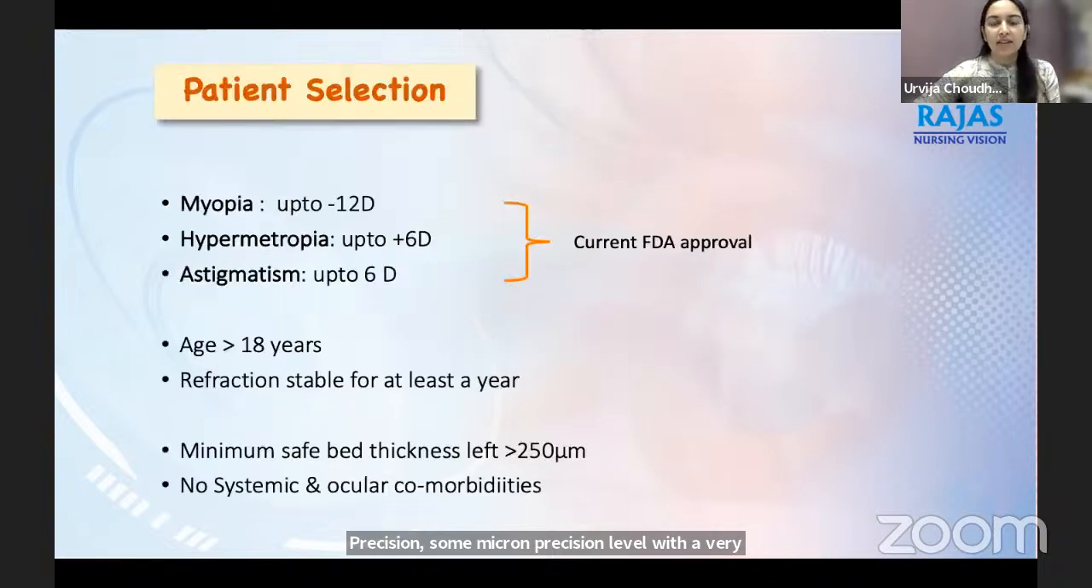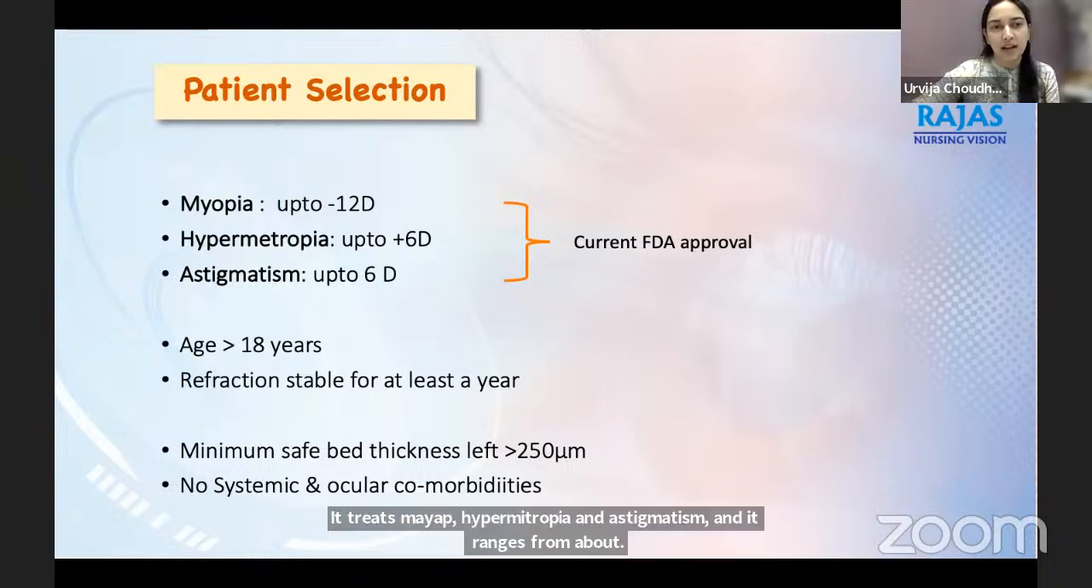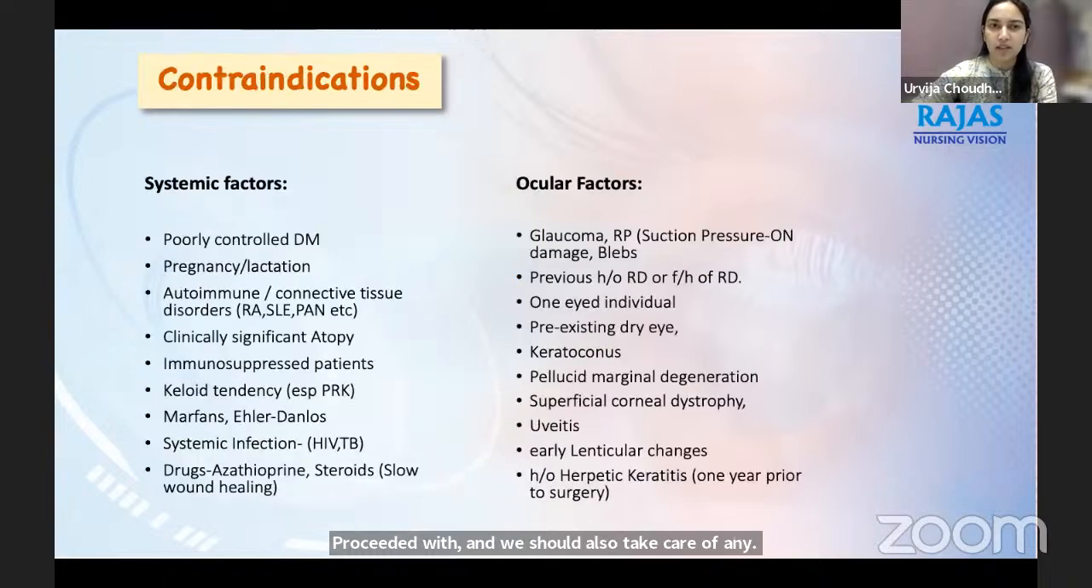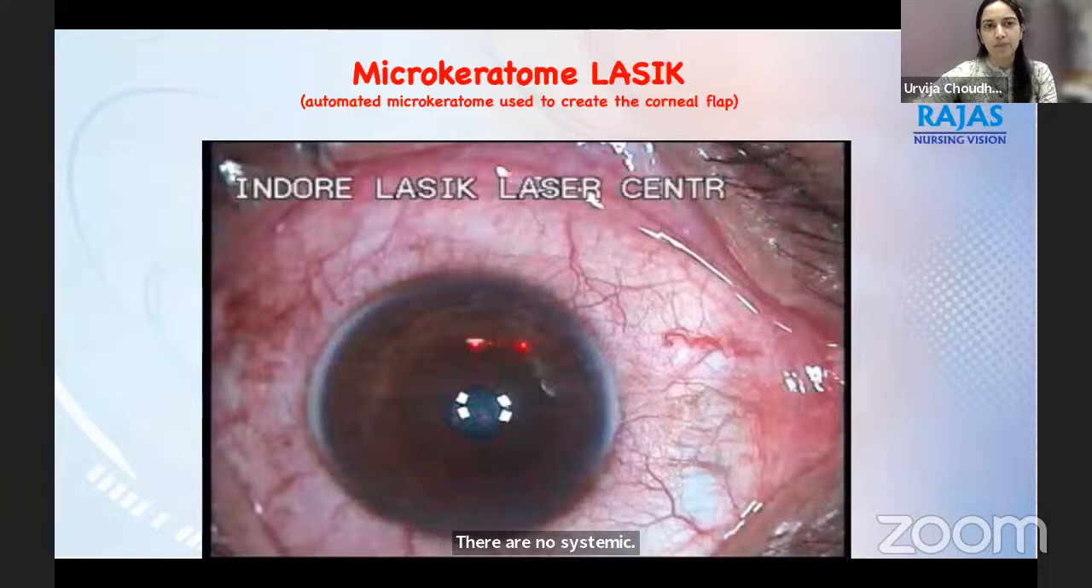In LASIK, we have a selection criteria given by the FDA. It treats myopia, hypermetropia, and astigmatism, and it ranges from about -12 to +6 diopters with an astigmatism of up to 6 diopters. We can do it at any age above 18 years where the refraction is stable for over a year. A minimum residual bed thickness of more than 250 microns is safe to proceed with, and we should also take care that there are no systemic or ocular comorbidities. There are many contraindications for LASIK.